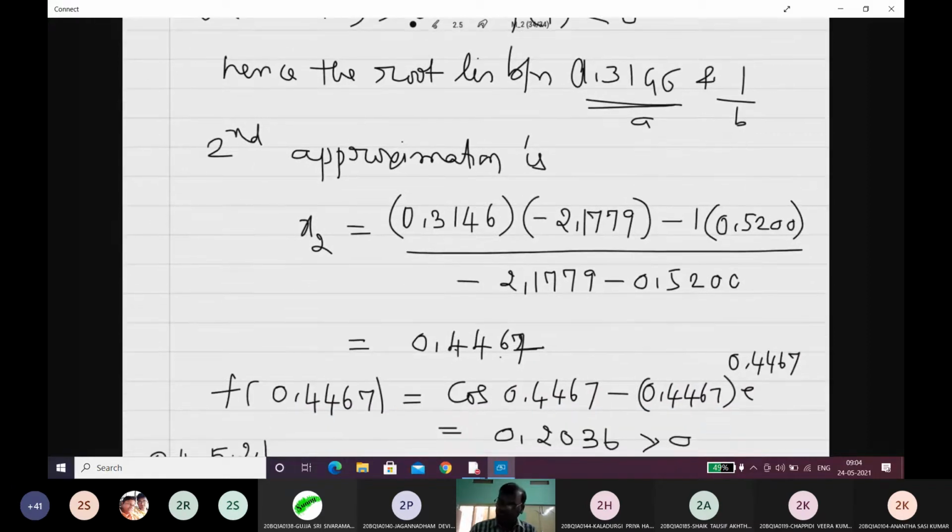Now calculate this one also. Is it correct or not? Please check it.